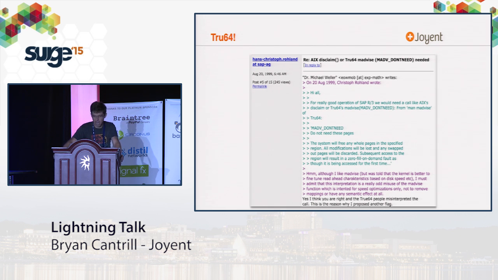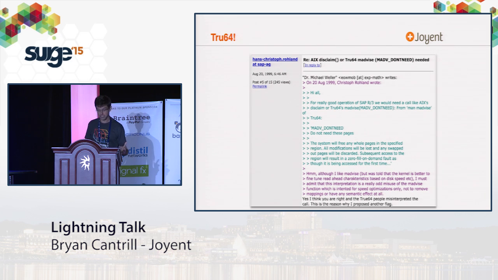The response to this is someone says, well, wait a minute, MADV_DONTNEED, it seems like Tru64 has the wrong semantics. And although I like madvise, I must admit this interpretation is a really odd misuse of the madvise function, which is in for speed optimizations only, not to remove the mappings, which has no semantic at all. And he says, yes, I think you were right. The Tru64 people misinterpreted the call. Okay, so because some poor Tru64 engineer misread the call, that fire managed to leap the fire line into Linux, because Linux implemented it this way anyway. It's like, oh, mommy. And so that's what happened.